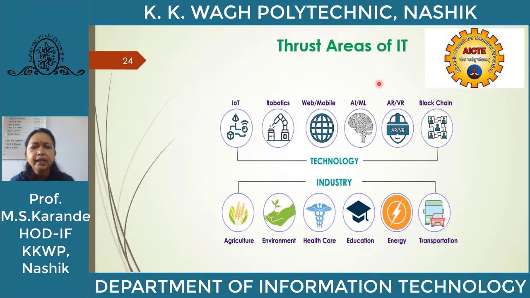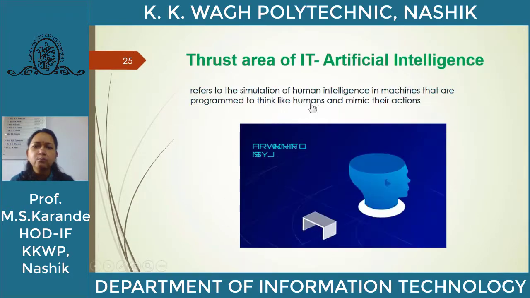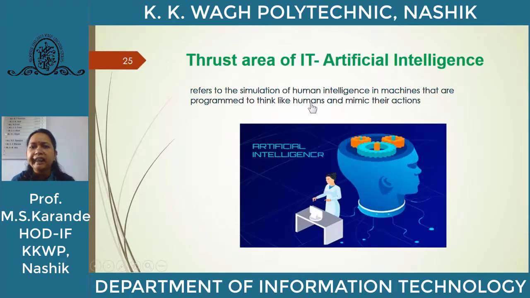Next, these are some of the thrust areas of IT. Here, as you can see, IT is used in agriculture, environment, healthcare, education, energy, and transportation. One by one, I will be discussing these thrust areas of IT. So first is artificial intelligence.